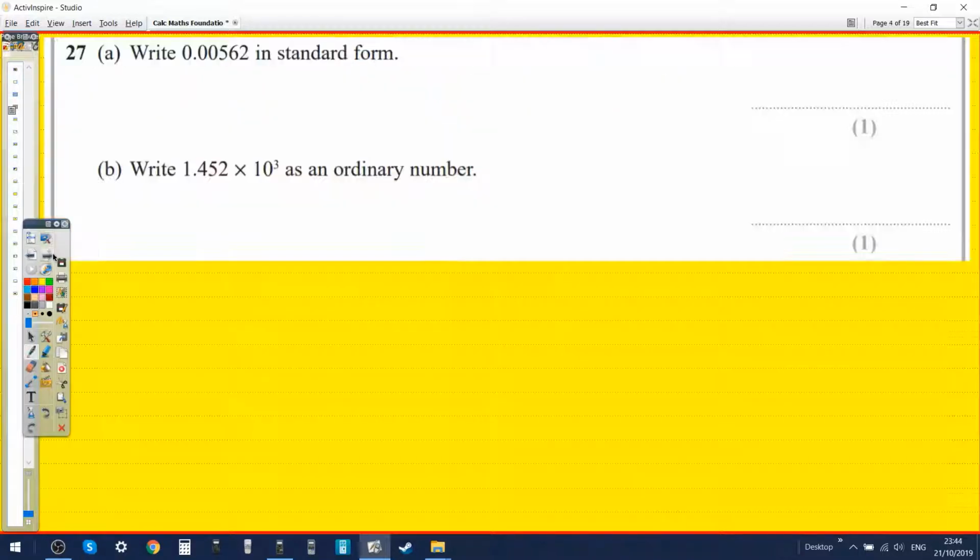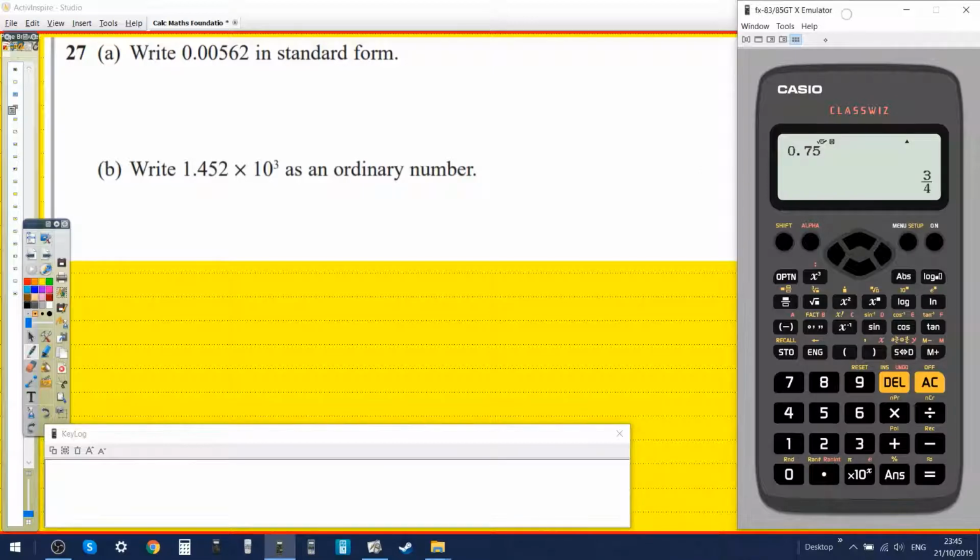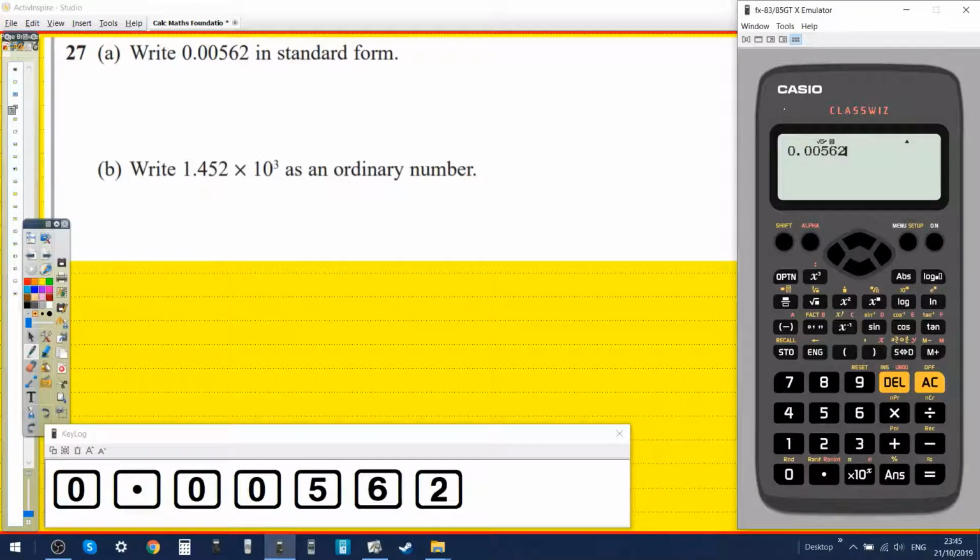Now we will make them harder. Write this number in standard form, 0.00562. I don't even know what standard form even means. How can I even do this question? I will just use my calculator and cheat legally. Copy and paste 0.00562 equals. Is that the answer?